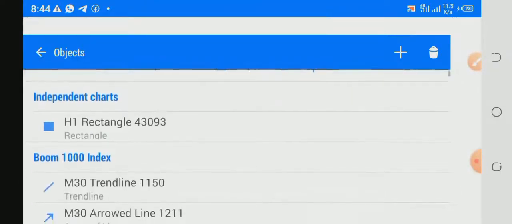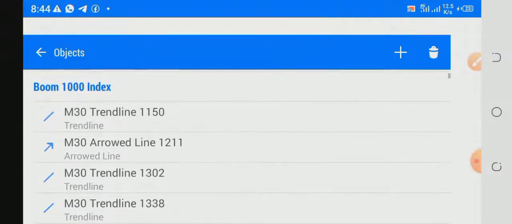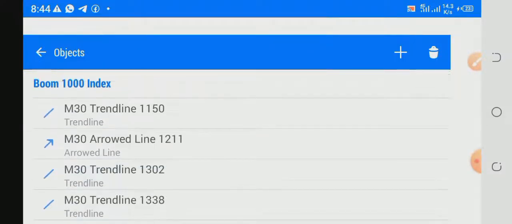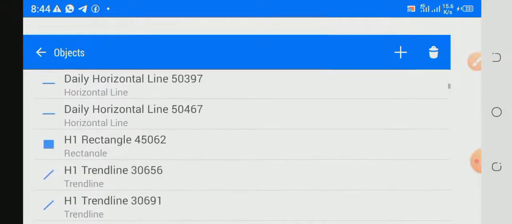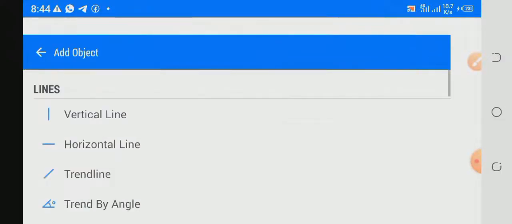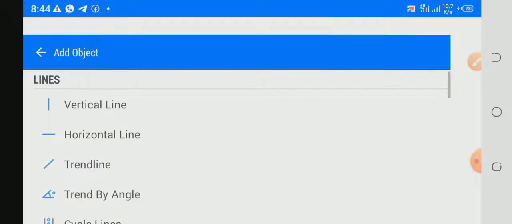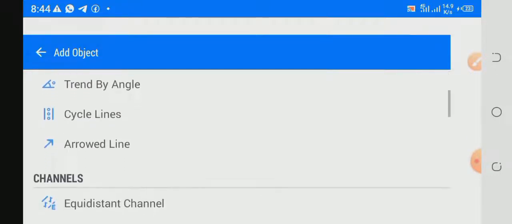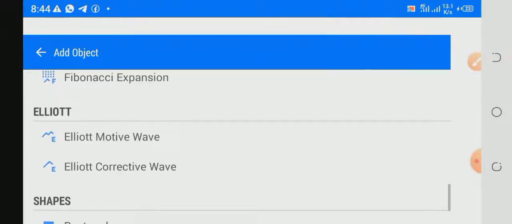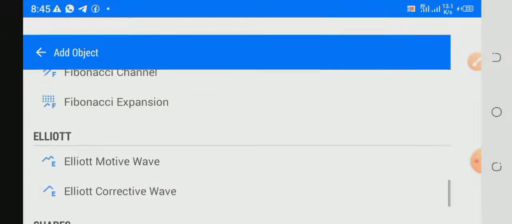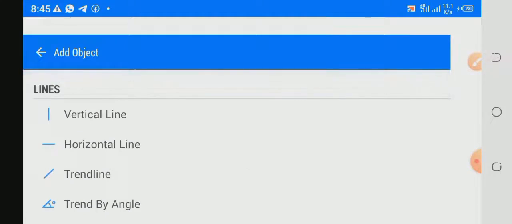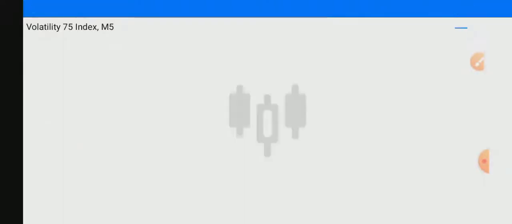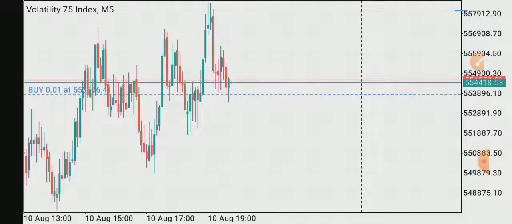Now, when I tap on this icon, I have my lines here. You have your H1 rectangle, we have M30, that is the 30-minute trend line. You have different tools. You can click on the plus button to see vertical line, horizontal lines, trend by angle, circle line, and so on. You have all the tools you need right there. So I'm going to be using only the horizontal line for this because I'm drawing a support and resistance line.